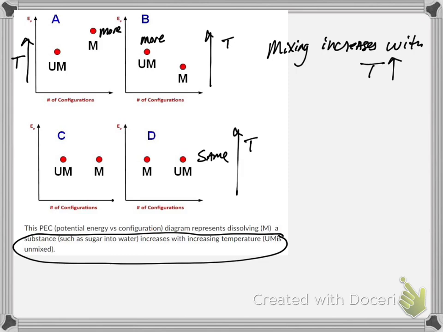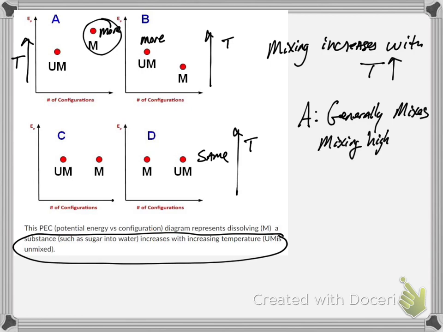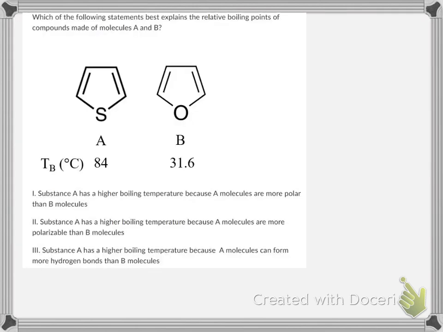So when we look, the bottom ones, they're the same. So the only PEC diagram that's consistent with mixing increasing as you increase temperature is PEC diagram A. It also tells us that mixing generally occurs because the mixed state is at the highest number of configurations.